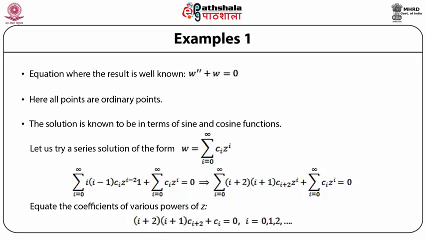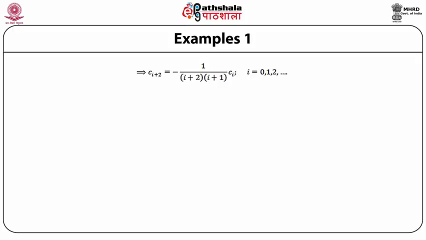Now we equate the coefficients of various powers of z to 0 and we obtain (i plus 2) times (i plus 1) times c_(i+2) plus c_i is equal to 0, where i goes from 0, 1, 2 and so on. c_(i+2) will be given by minus 1 by (i plus 2) into (i plus 1) multiplied by c_i, where i takes the value 0, 1, 2 and so on. Please note that here c_0 and c_1 are arbitrary. The rest are given in terms of these two by the above recurrence relation.